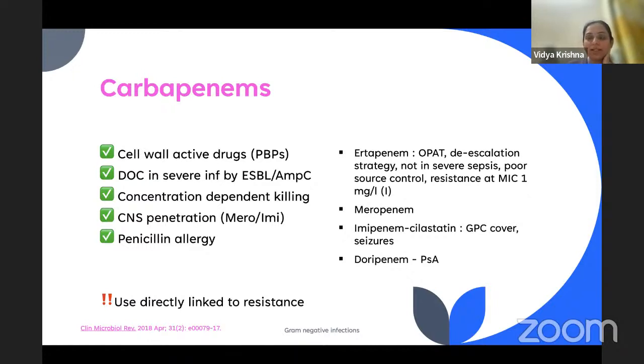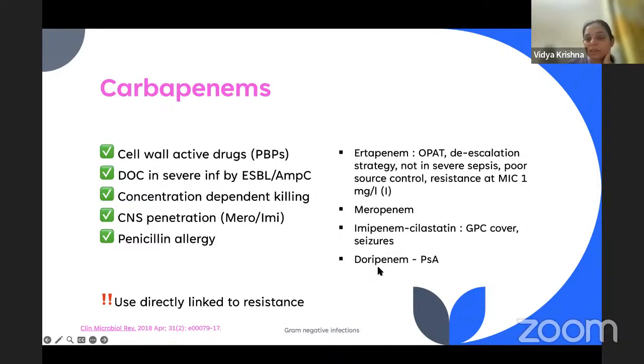And one of the dangerous things with carbapenem is that its use is directly linked to resistance. So if your patient has developed a carbapenem resistant bug, it's most likely because he's been exposed to carbapenems in the past, unlike ESBLs, which you get from the community itself. So our use of carbapenem in the hospital will directly reflect our rates of carbapenem resistant bugs. So we have to use it with caution.